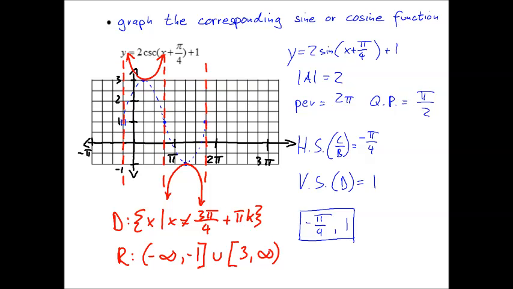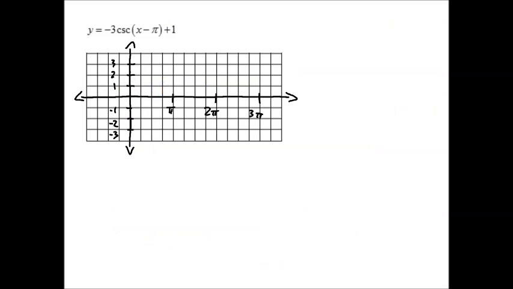And on we move to our next example. I'm skipping over the next one on your sheet and going to the third one. You can do the other one yourselves. And here we got y is equal to negative 3 cosecant of x minus pi plus 1.